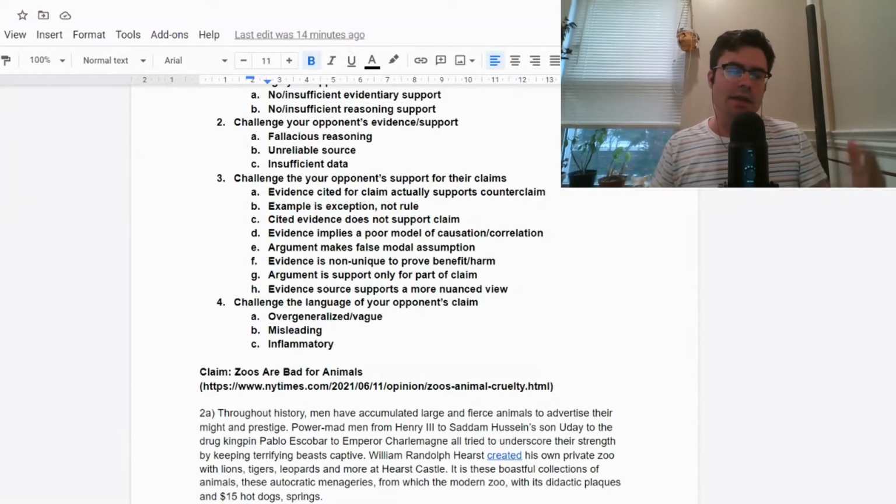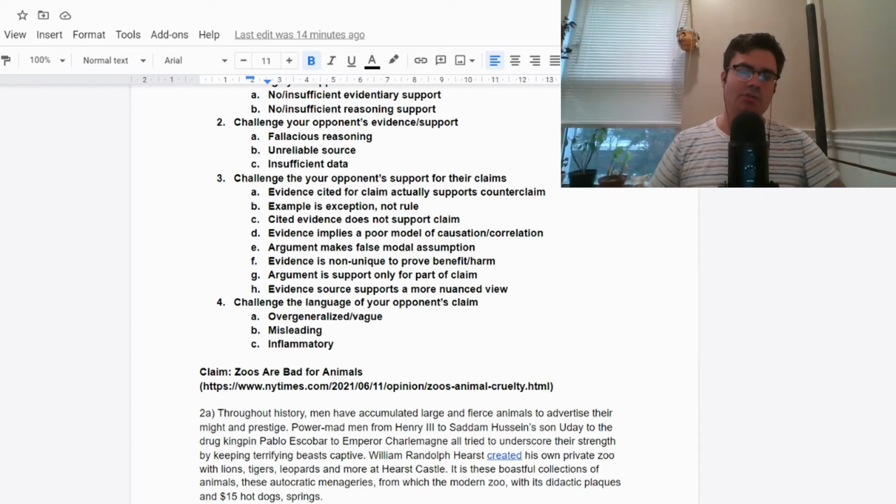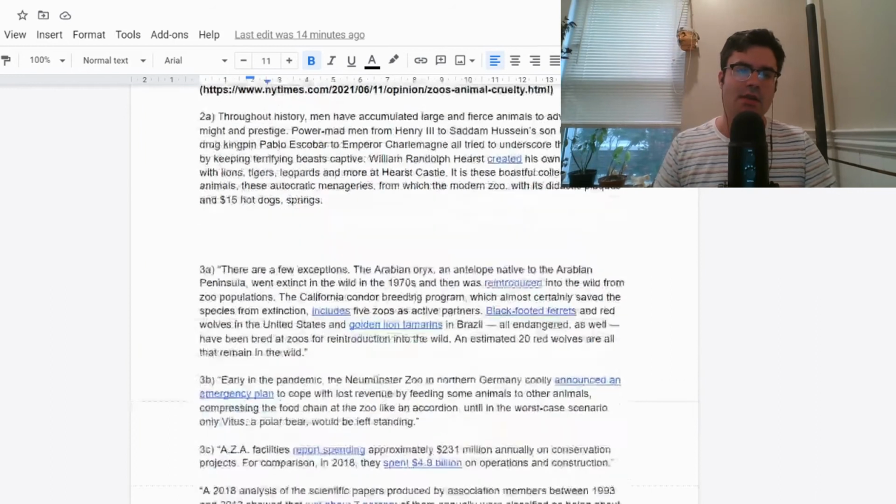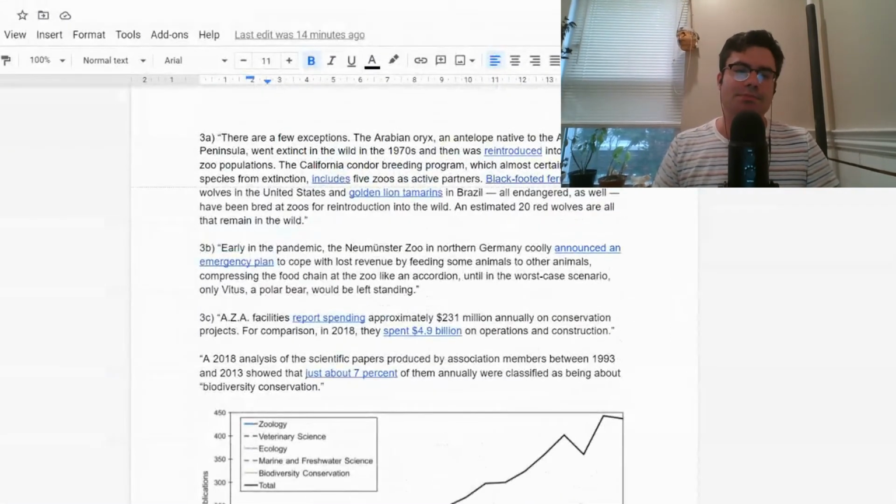So maybe someone makes a claim and says, as an example of that, here's this. And I might say, well, that's not really representative of everything that happens. That's actually a really weird example that doesn't happen very often, so we shouldn't take that as evidence. Here's one from the article.